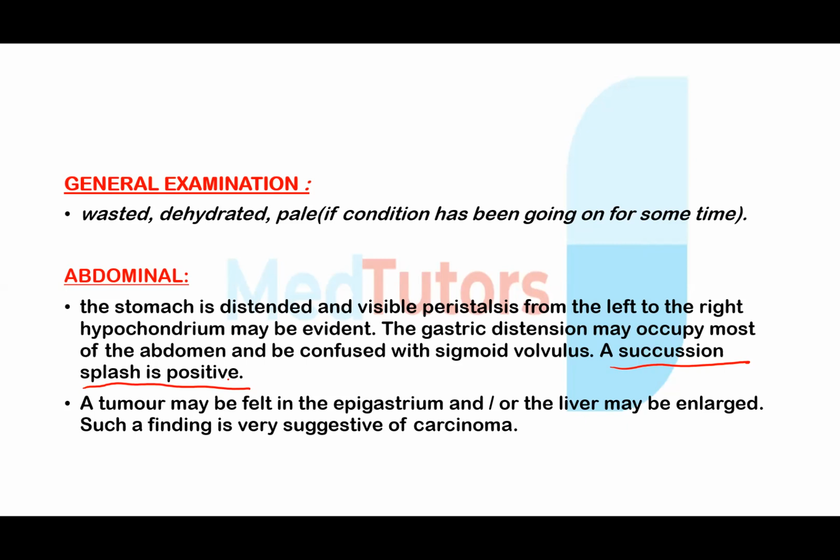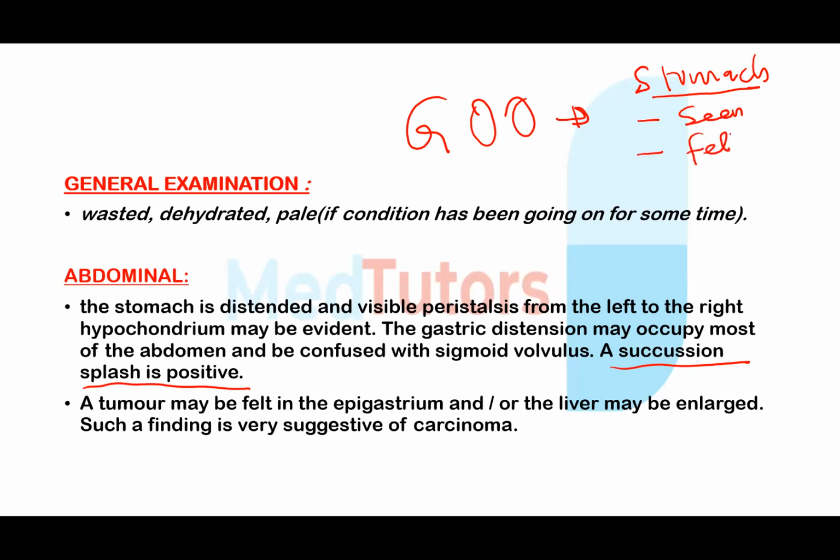Now, a tumor may be felt in the epigastrium and or the liver may be enlarged. Such findings are very suggestive of carcinoma. Now, gastric outlet obstruction is described as a stomach that can be seen, can be felt, can be heard.